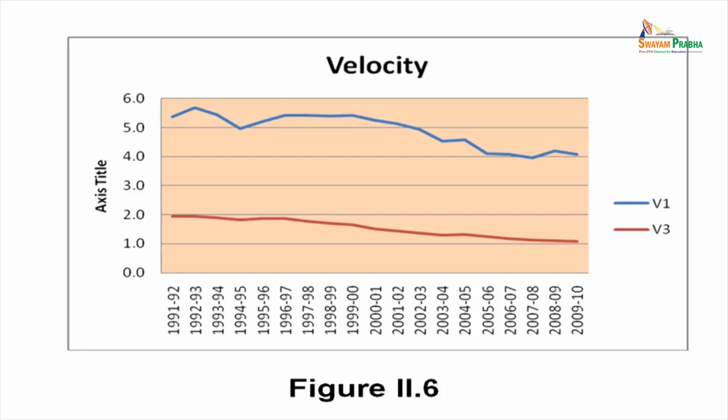So V3, the velocity with M3, is here and V1 is there, but one thing is very clear in these two, particularly note V3. What is this line doing? It has come down significantly, from near 2 to 1, over roughly a 20-22 year period. It has definitely come down. Okay? What does it mean, velocity coming down?